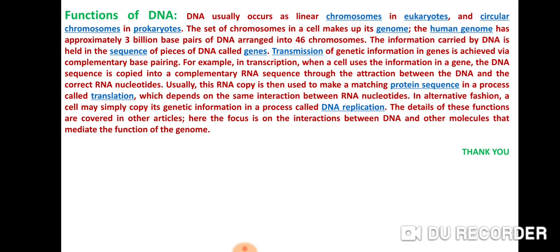Transmission of genetic information in genes is achieved via complementary base pairing. For example, in transcription, when a cell uses the information in a gene, the DNA sequence is copied into a complementary RNA sequence through the attraction between the DNA and the correct RNA nucleotides. Usually, this RNA copy is then used to make a matching protein sequence in a process called translation, which depends on the same interaction between RNA nucleotides.